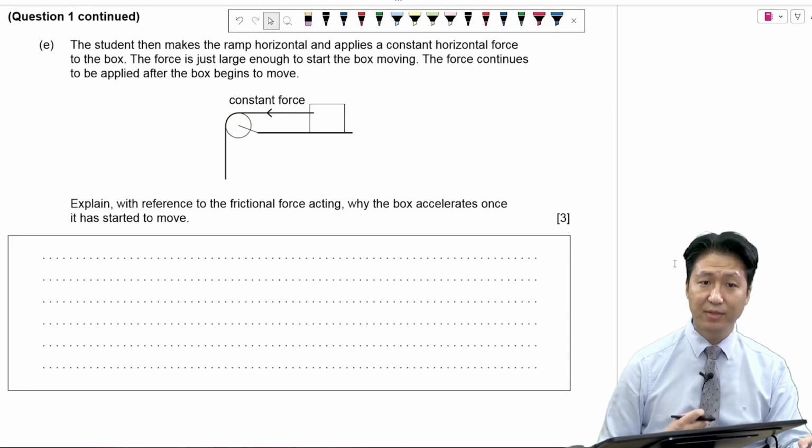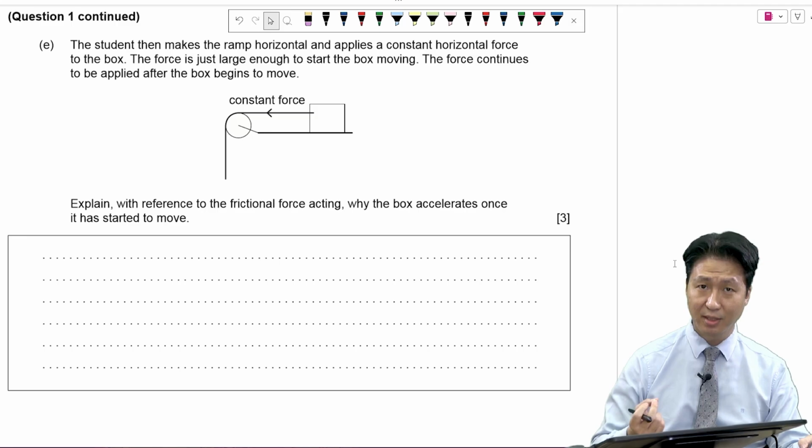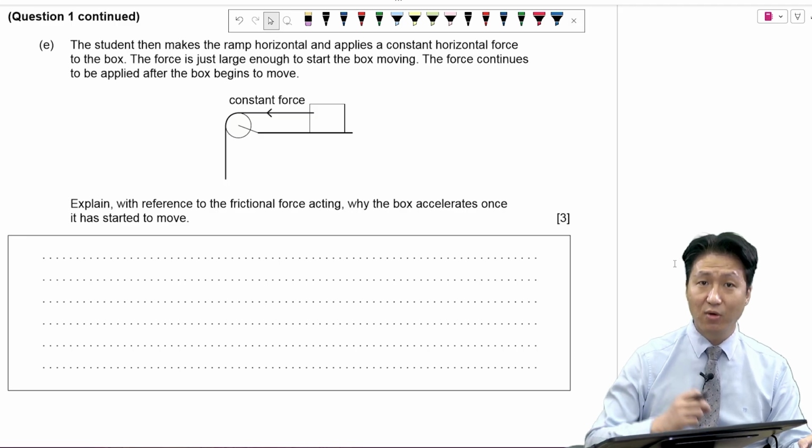Next, for part D, the student then makes the ramp horizontal and applies a constant horizontal force to the box. The force is just large enough to start the box moving. The force continues to be applied after the box begins to move. Explain with reference to the frictional force acting why the box accelerates once the box has started to move.